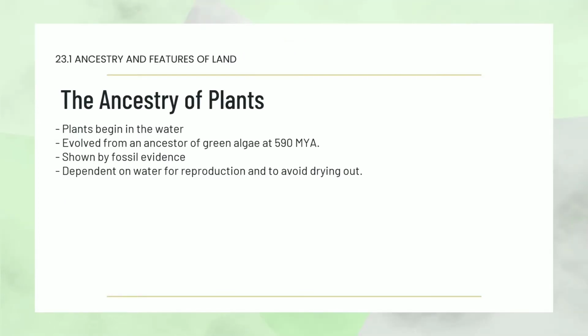Firstly, I would like to talk about the ancestry of plants. Plants begin in the water. Scientists believe that plants evolved from an ancestor of green algae, which is a member of kingdom Protista, 590 million years ago. This is shown through fossil evidence that people have found many years ago. Plants depend on water for living, such as for reproduction and to avoid drying out.